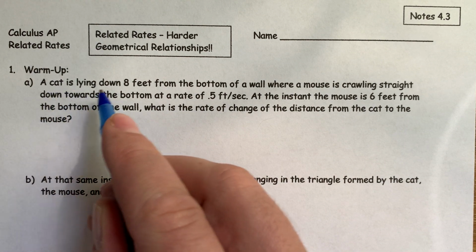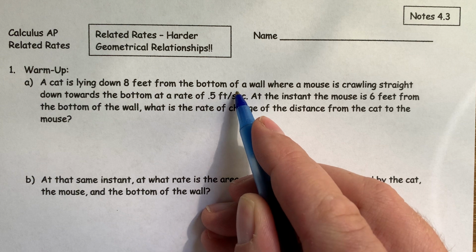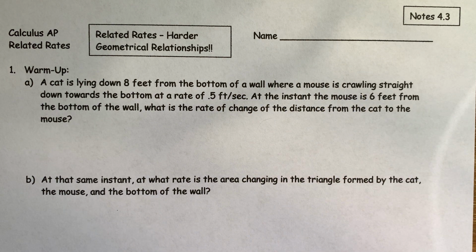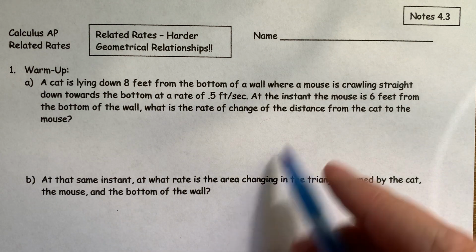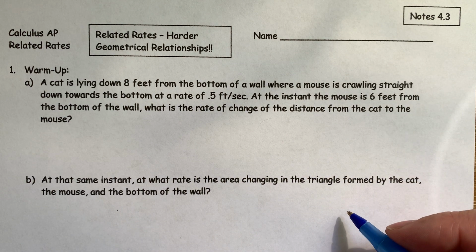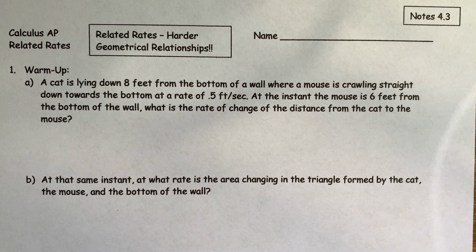A cat is lying down 8 feet from the bottom of a wall, where a mouse is crawling straight down towards the bottom at a rate of 0.5 feet per second. At the instant when the mouse is 6 feet from the bottom of the wall, what is the rate of change of the distance from the cat to the mouse? So try this on your own.